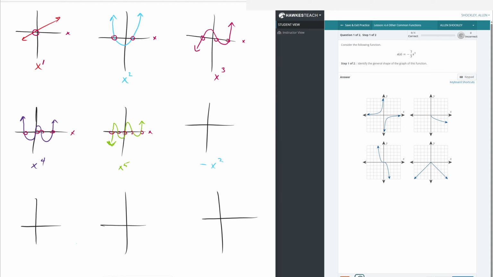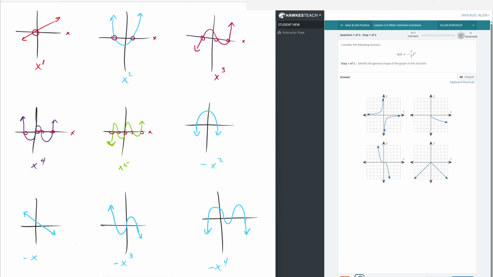So what if we say negative x to the second? Well, that is going to look like this. If I say negative x, because I did this out of order, it would look like this. Negative x to the third will look something similar to this. Negative x to the fourth will look like that. So why? What's the difference between these graphs?